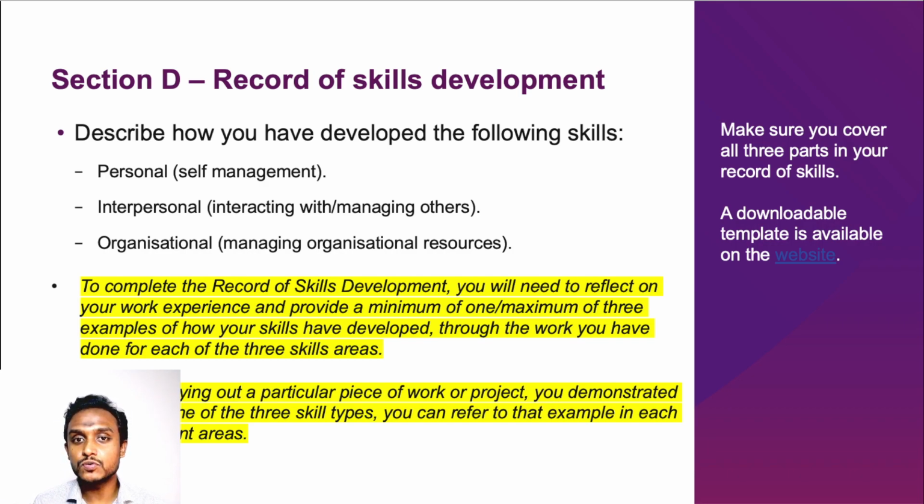You have to, at minimum, provide one and a maximum of three real life examples of how you actually acquired the skill. You have to explain the incident and the circumstances surrounding your accumulation of that particular skill through the work you have done for each of the three skill areas. If when carrying out a particular piece of work or project you demonstrated more than one of the three skill types, you can refer to that example in each of the relevant areas.